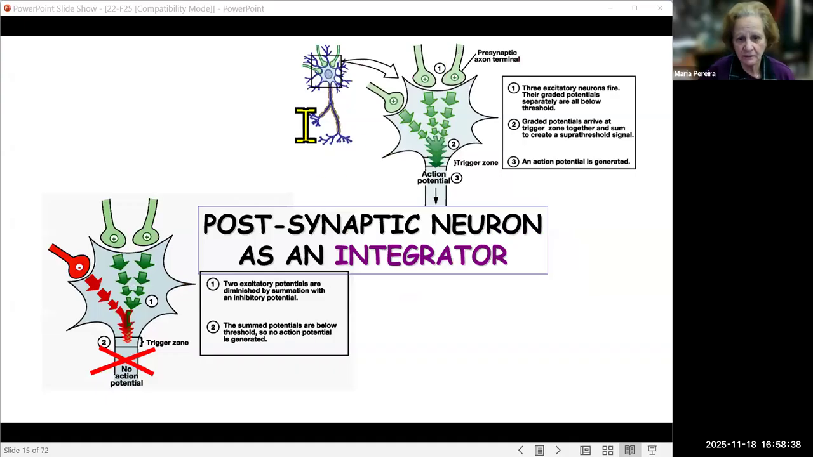Okay, so here you see another way: the postsynaptic neuron, these three axon terminals, they are excitatory. You add them all up together. So this would be spatial summation, and they will reach threshold and the action potential will travel down the axon. Here, one is inhibitory, one is an IPSP. Therefore, it will counteract the effect of these two EPSPs and nothing will go through. So that's why we call the postsynaptic neuron the integrator.